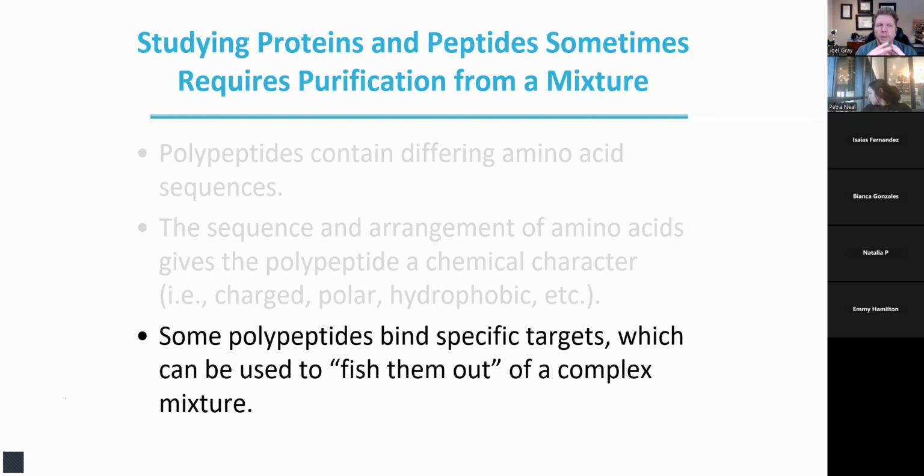Now, we've already talked about one property that is important, and that is the PI. If you can adjust a solution to your protein's PI, to its isoelectric point, it's going to be insoluble. Everything else is going to be soluble. So if you got rid of all the soluble stuff and you're left with only the insoluble stuff, that's what you want. So that's one thing to think about when it comes to protein separation techniques.